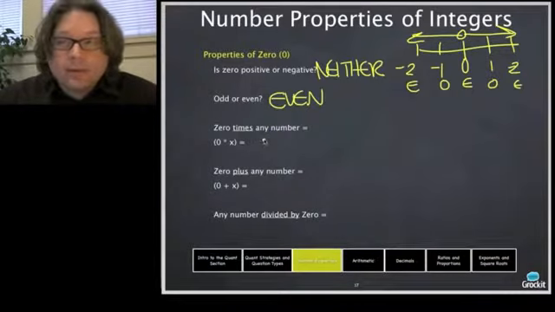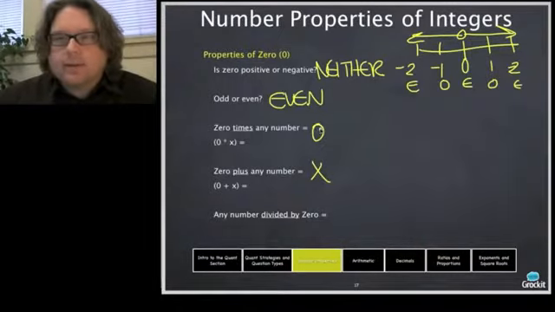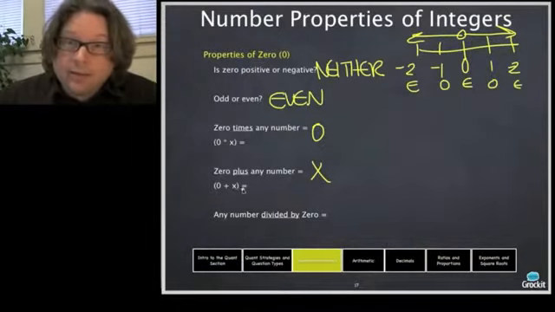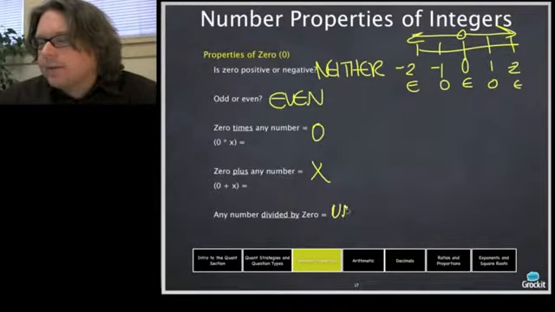0 times any number is going to stay 0, whereas 0 plus any number will stay that number. So 0 times x gives you 0, but 0 plus x gives you x. Any number divided by 0 is undefined.